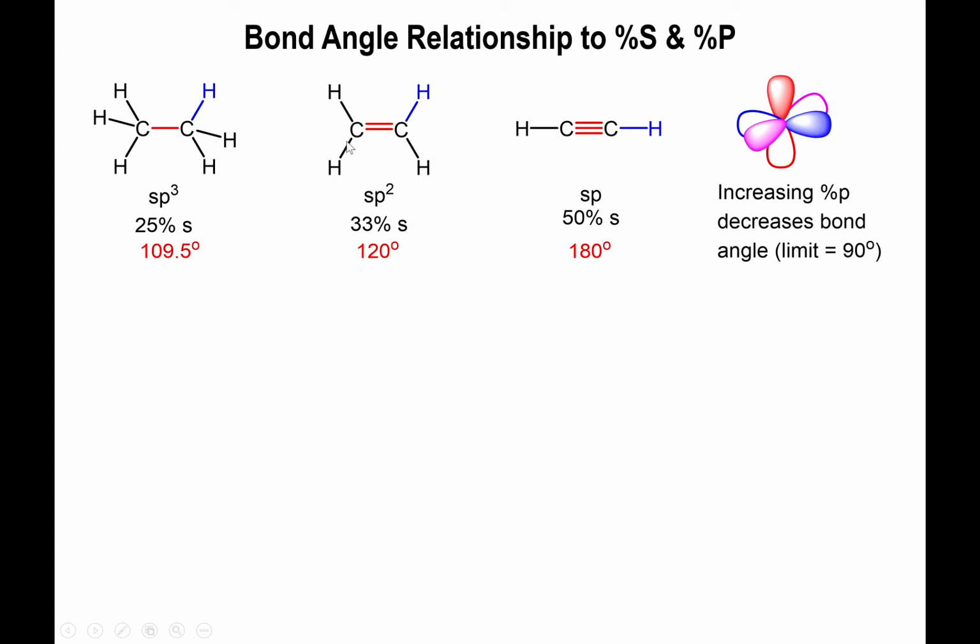And by bond angles, just to be sure that you understand, we're talking about the angle that forms from looking at three atoms. So let's say this hydrogen, carbon, carbon bond angle, we'll be talking about the bond angle right here.